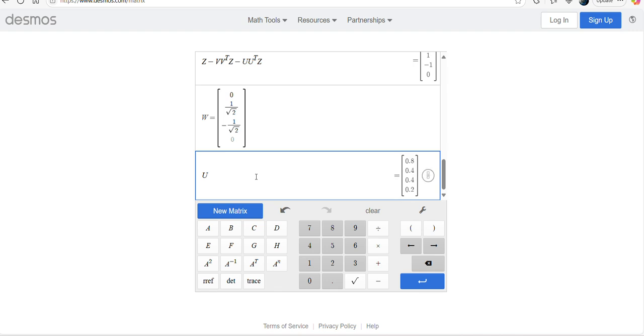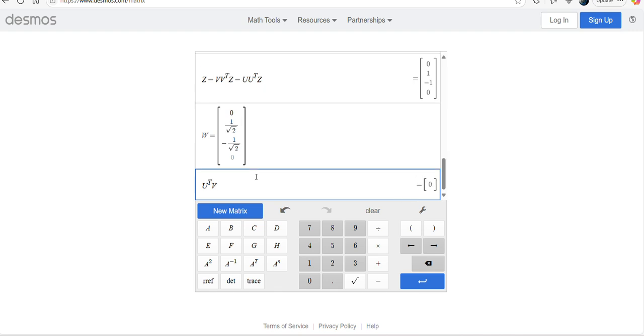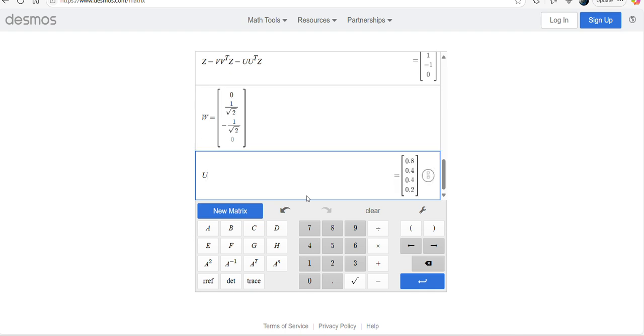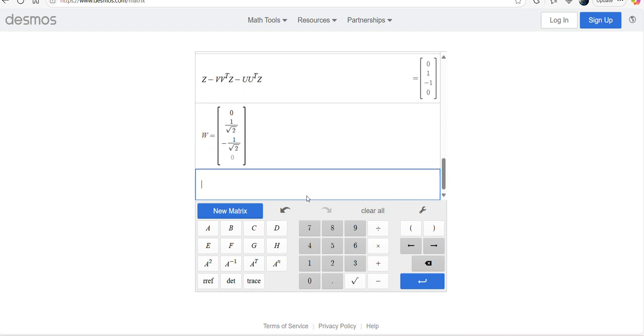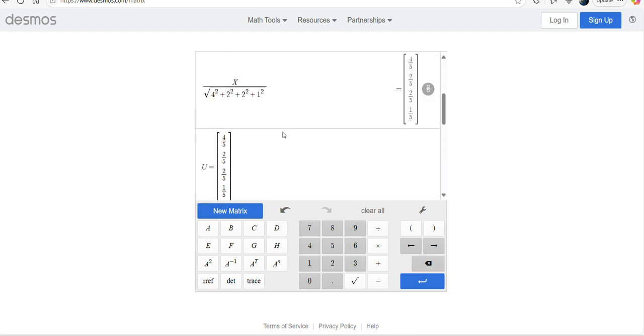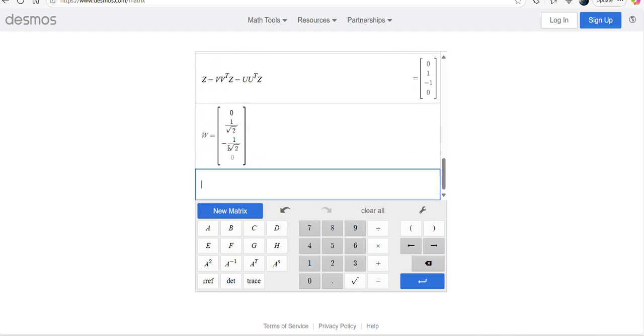Or V and W. So we at least know they're orthogonal with that check, and then we know they're normal because they've all been normalized. So that's your answer: U, V, and W.